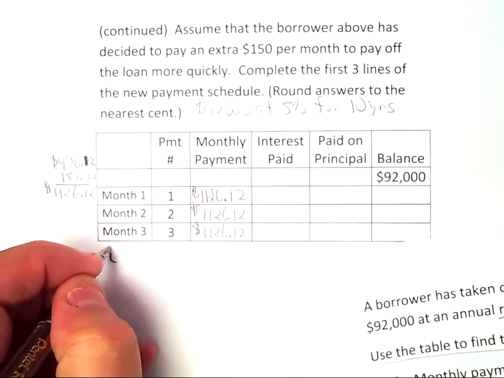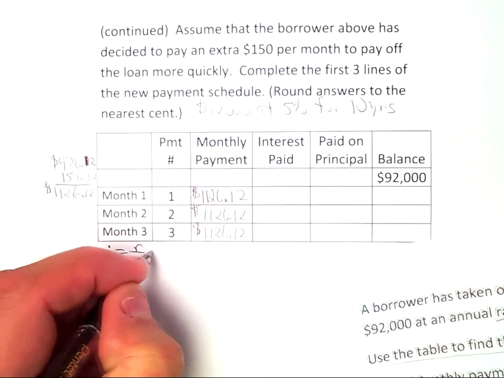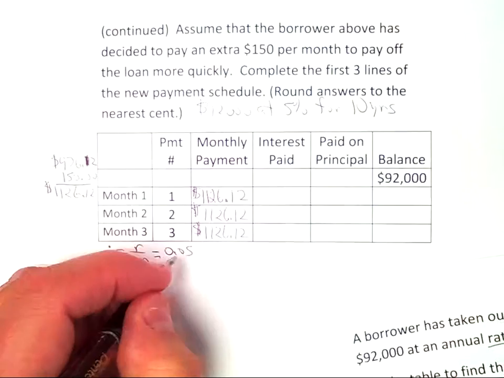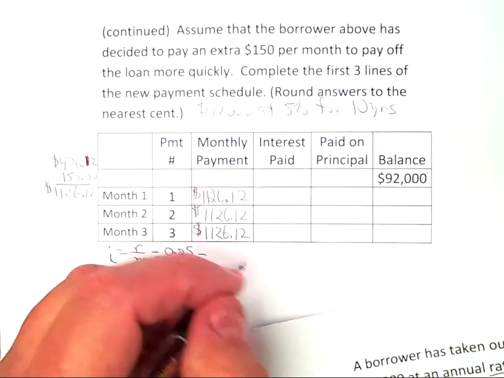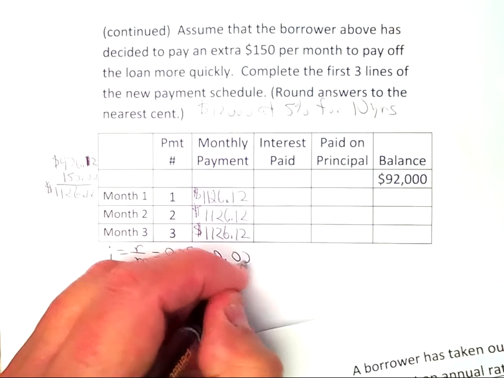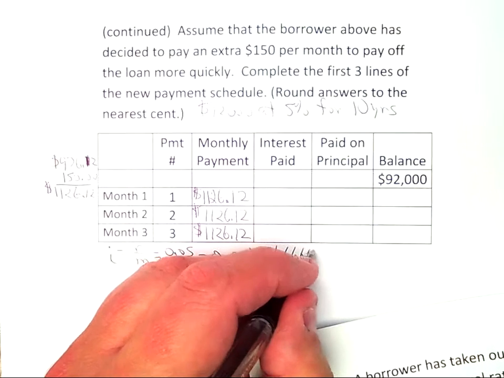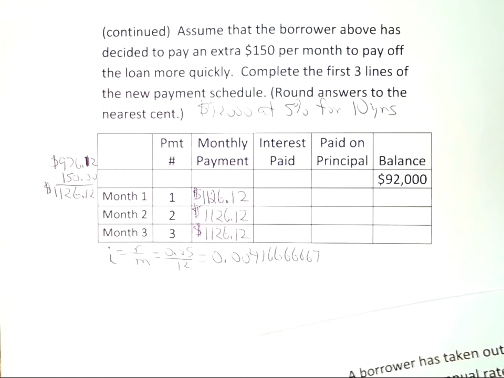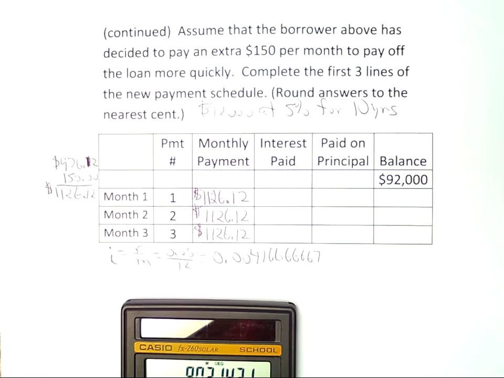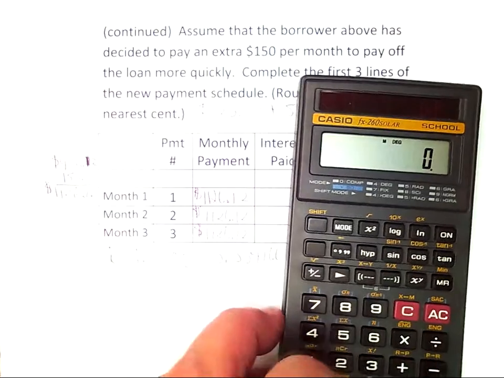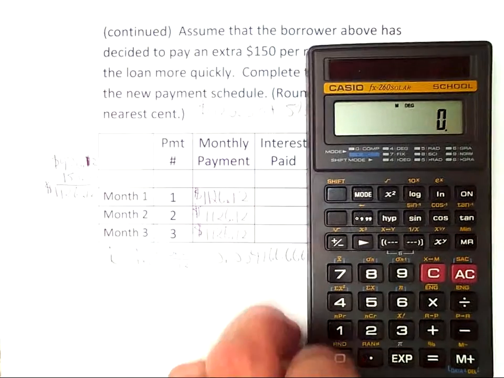So the monthly interest rate, R over M, came out to be .00416, however many sixes you want to write down. Eventually that 6 rounds to a 7. But remember, I'm one of those people who like to keep that number in the memory of the calculator so I don't have to keep typing it in, and also so that I think my accuracy is better. So if you don't remember from my doing it earlier, I'll do it again.